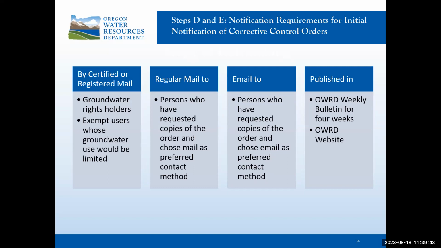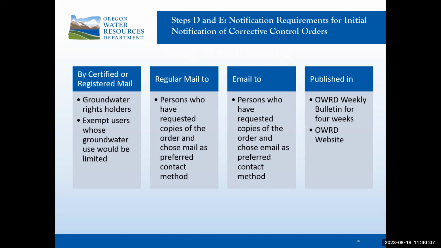So as part of the initial notification, non-groundwater users or people who are not going to be affected by the order have the ability to request this notification of corrective control orders. And when they do that, they have the option to either request notification via regular mail or via email. And whichever they choose, we will then use that preferred contact method to notify them.